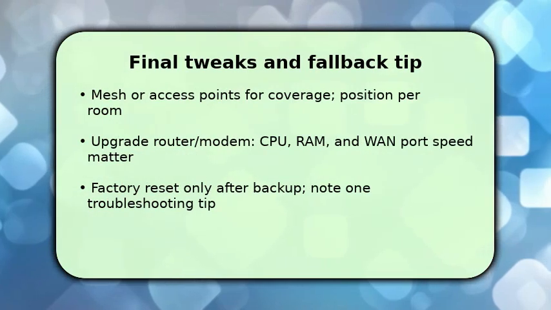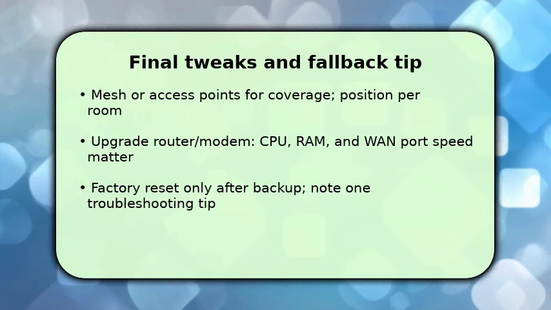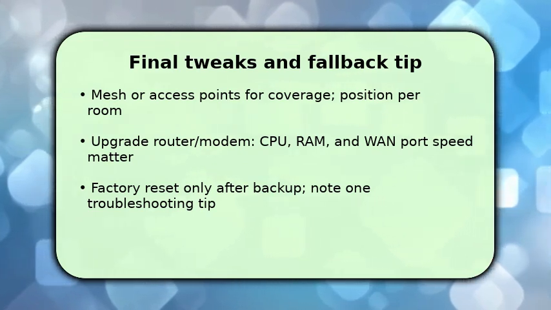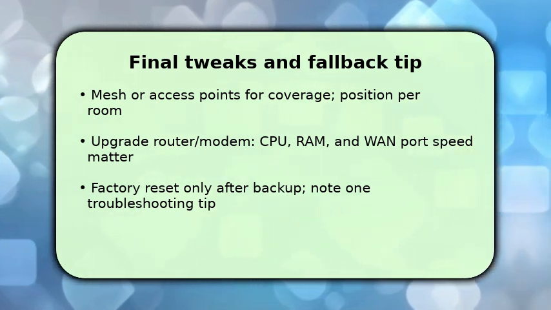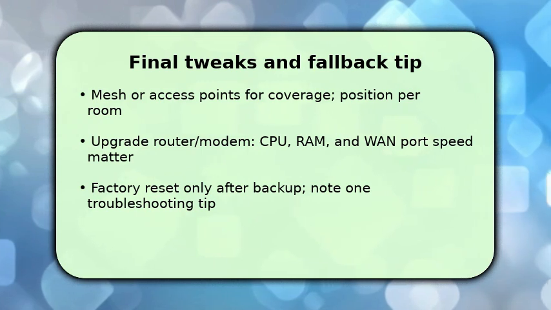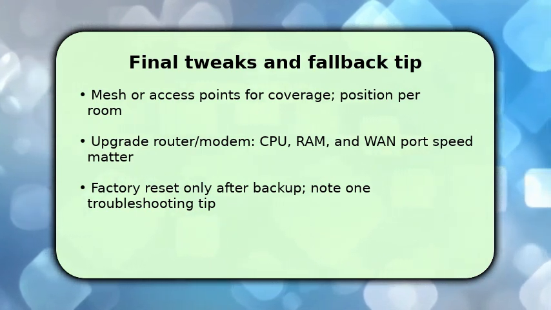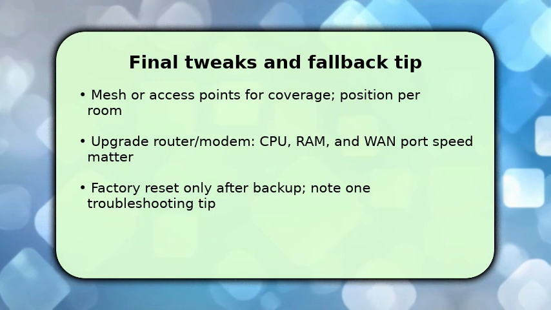To finish, address coverage and capacity. Deploy mesh nodes or wired access points to eliminate dead zones and balance load. If your router is CPU or WAN port limited, upgrade to a model with higher throughput and better antennas. This pays off for multiple 4K streams.